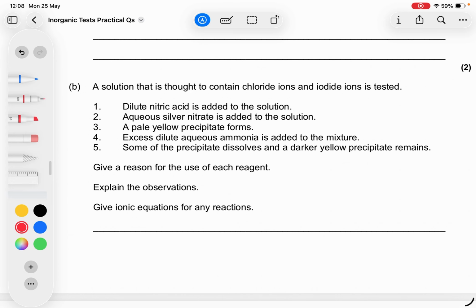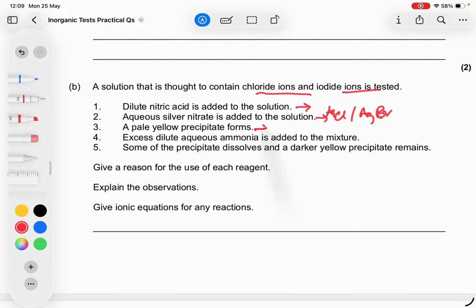Then a solution is thought to contain chloride ions and iodide ions. So give a reason for each of the reagents used. We've already looked at nitric acid. We've said nitric acid removes ions which could give us precipitates like carbonates and sulfates. Silver nitrate is added to give you a precipitate of silver chloride and silver bromide, so they will give you a white and cream precipitate respectively.